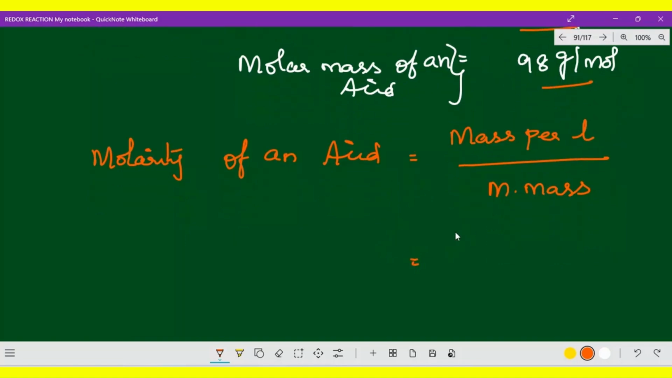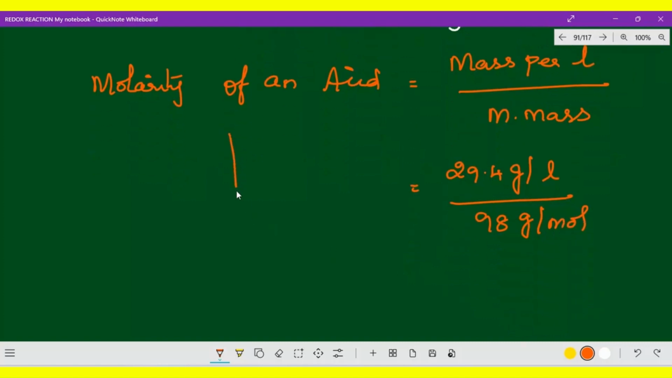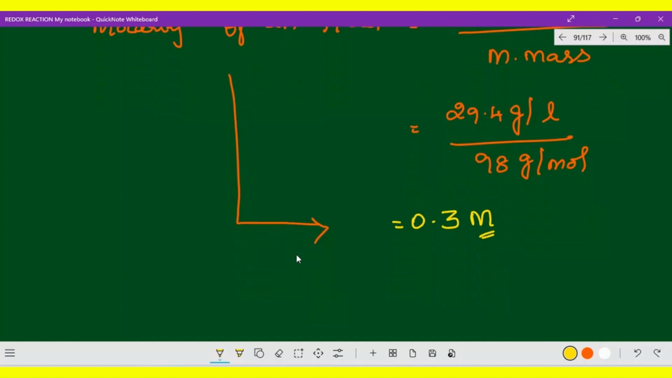Okay, so can we apply that value? 29.4 gram per liter divided by 98 gram per mole. So what do you get for the molarity of the acid? When you calculate this, you will get 0.3 molarity, right? Molarity of the acid is 0.3 molarity. That is the concentration of the acid.